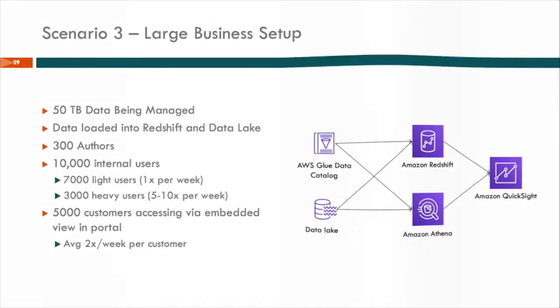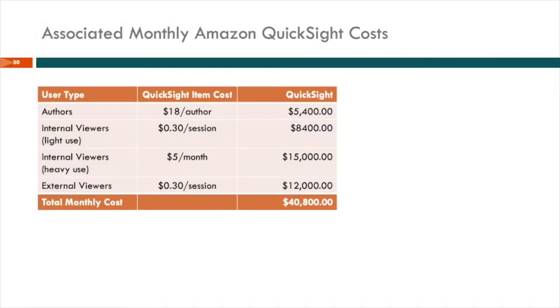So obviously prices are going to go up here. But we're still looking at $5,400 a month for internal viewers that are light users, and $8,400, I missed my comma. Heavy users, we're looking at about $15,000 a month. Remember, $5 a month on those. And $12,000 for our customers. And so we're at about $40,000, $41,000 a month on that one, right?